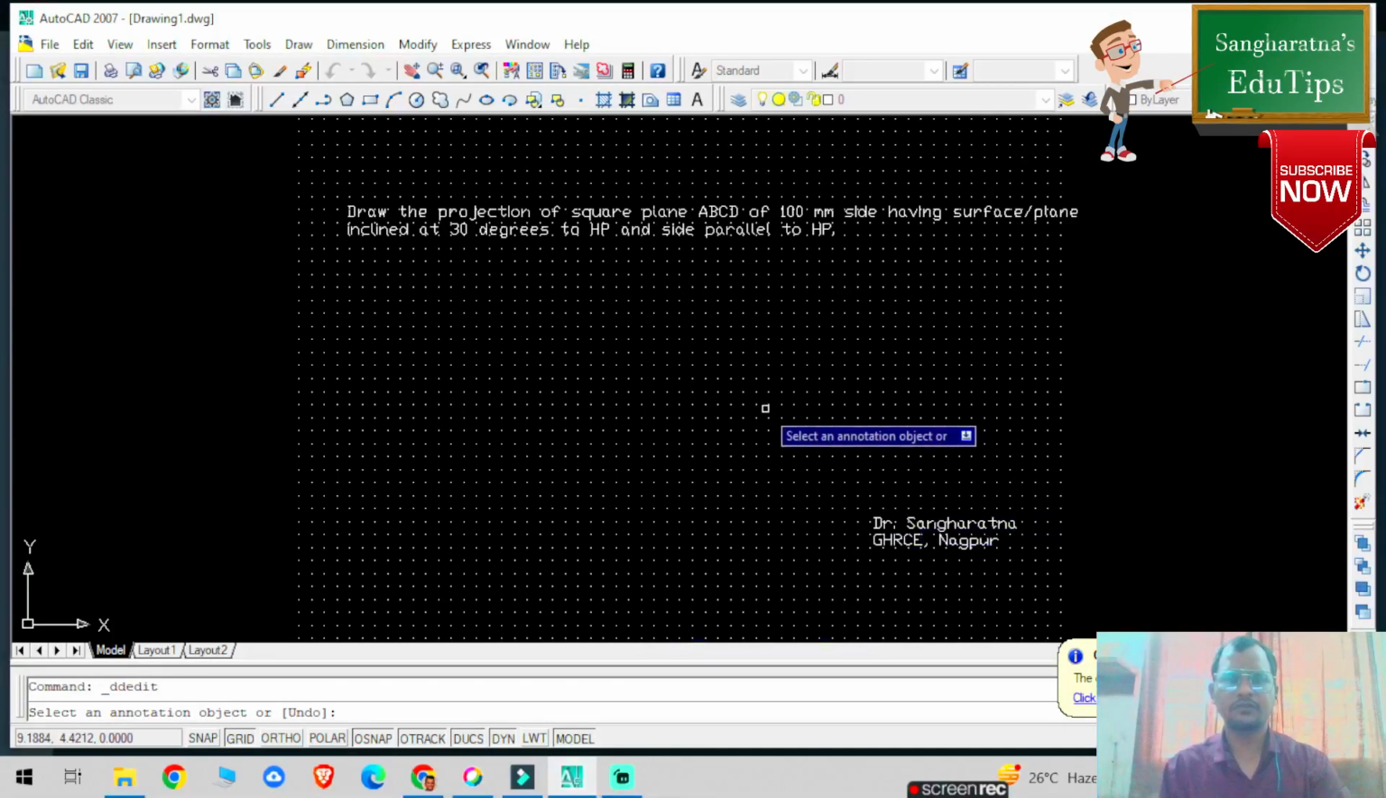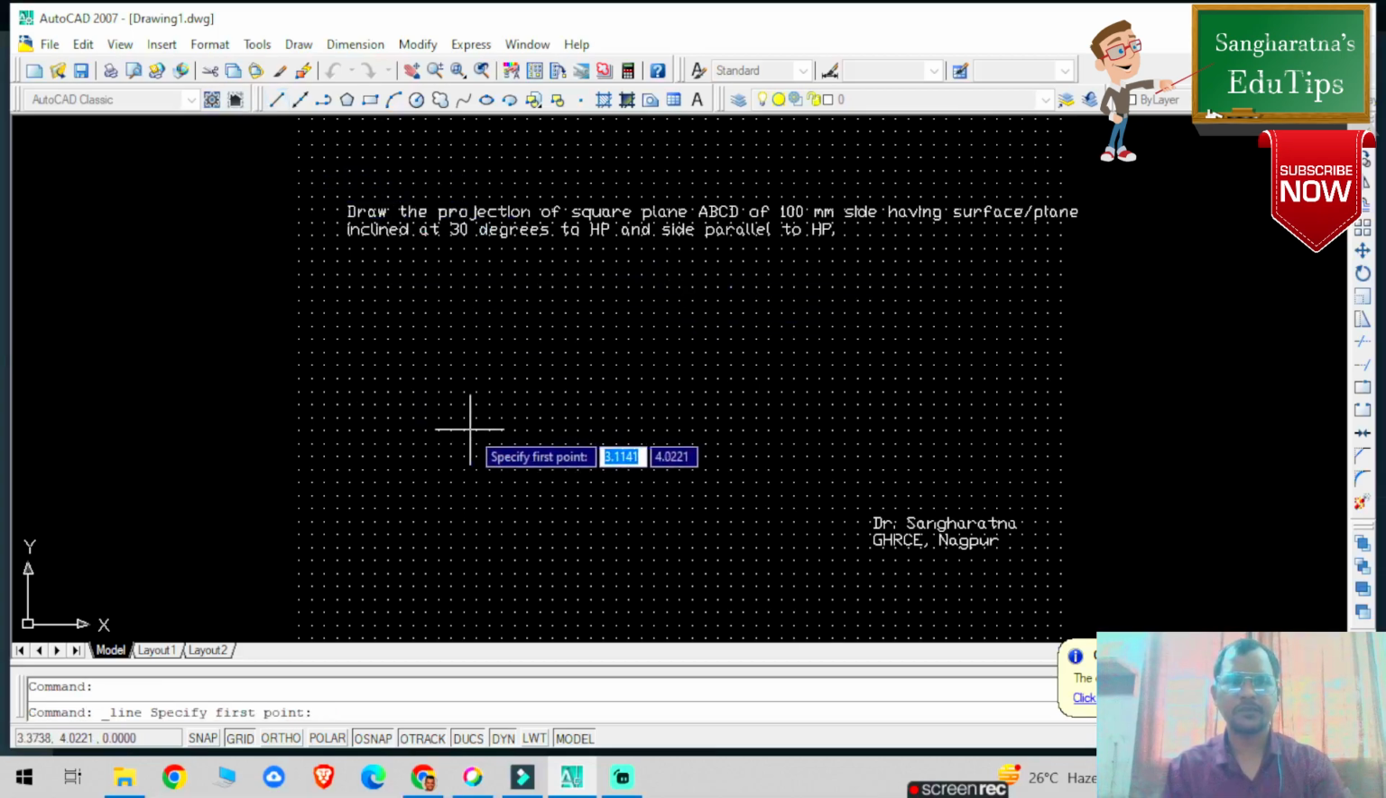So in this particular tutorial we are going to study the projection of square plane ABCD of 100 mm side having surface inclined 30 degrees to HP and side parallel to HP. Okay, so we'll try to solve this particular problem.